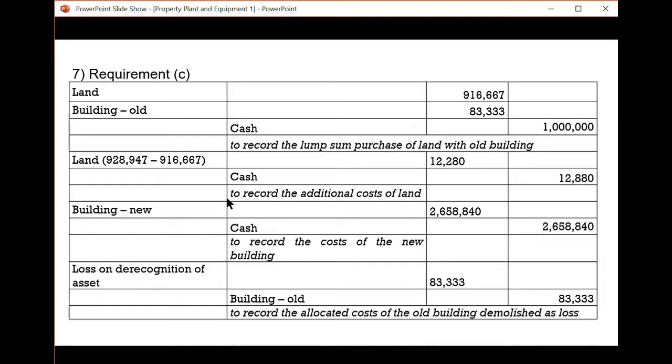For the building new, so katong gi-compute gani ha, 2,658,840 and you credit cash. And you're going to close the old building kani siya. And you debit loss on the recognition of asset and you credit building old. Again, this is 12,280 ha. Okay. Question number 8.